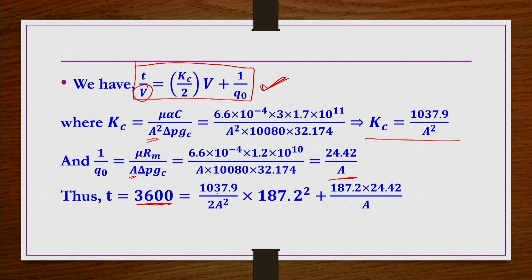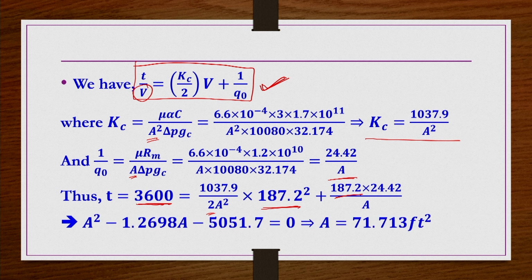So, Kc is nothing but 1037.9 by A square, and then 2 is as it is, and then we take V square to the right hand side. V is also given, 1400 gallons is nothing but 187.2 feet cube. So, 187.2 square plus 1 by Q naught, which is nothing but 24.42 by A, multiplied by V, that is 187.2. When you simplify this equation further, you get this quadratic equation. When you solve this equation, you get two roots, and the reliable root is 71.713 feet square. This is the filtration area required.